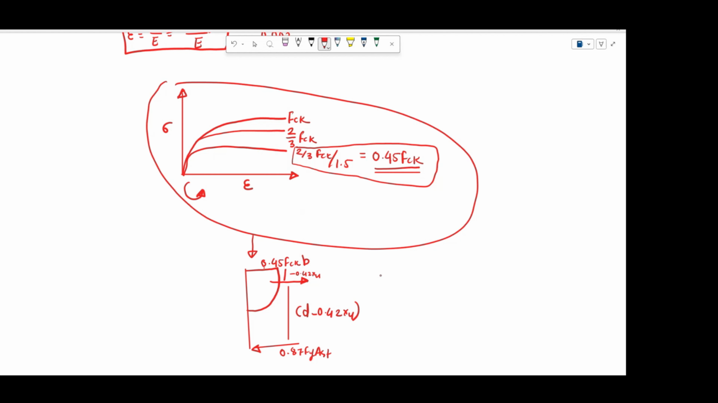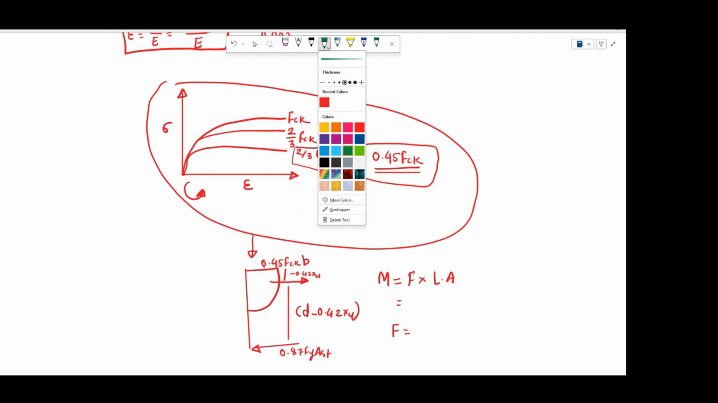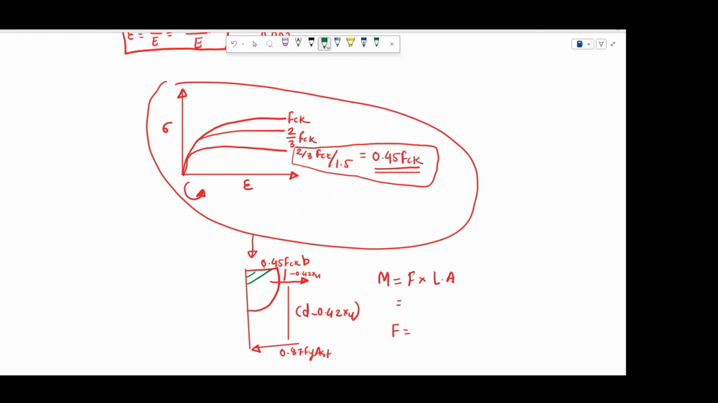So now, as you know, what is moment? Moment is nothing but force multiplied by your lever arm. So what is the force? Force can either be a compressive force or a tensile force. Let's assume it to be a compressive force as of now. Before moving to that concept, let's calculate the force. How will the force come? Force will be nothing but the area of this particular stress block. Let me highlight this area. Let's say this is the overall area. If I calculate the area of this block, as you know, stress multiplied by area will be your force.